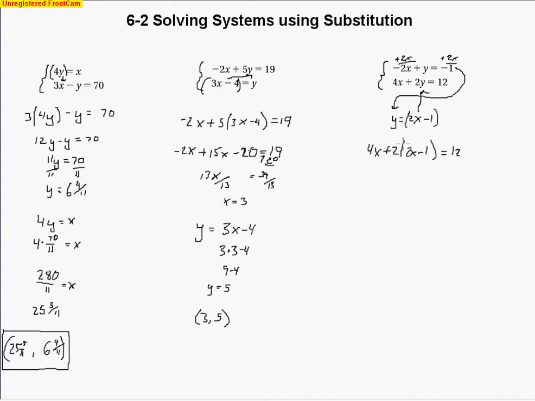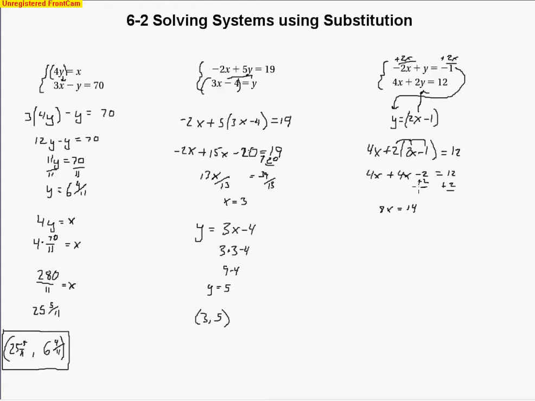So I'll go ahead and distribute. And I've got this: 4x plus 4x minus 2 equals 12. And when I go ahead and solve, I'll add the 2 to both sides. And when I do that, now I have 8x equals 14.